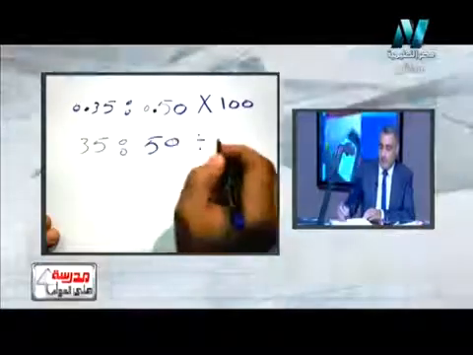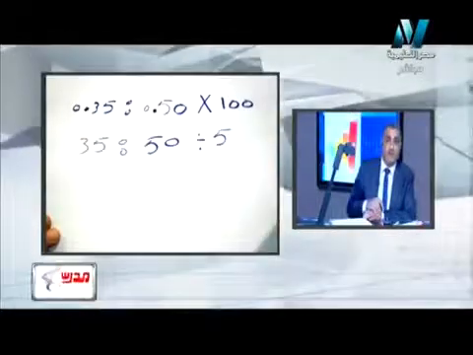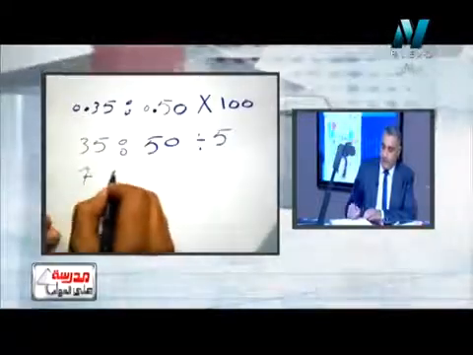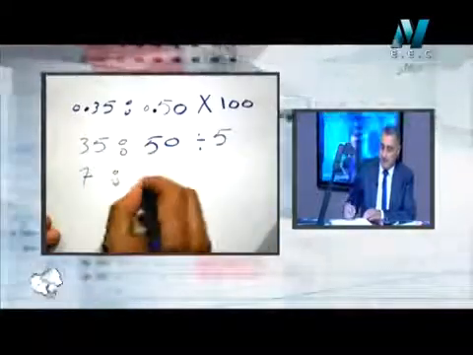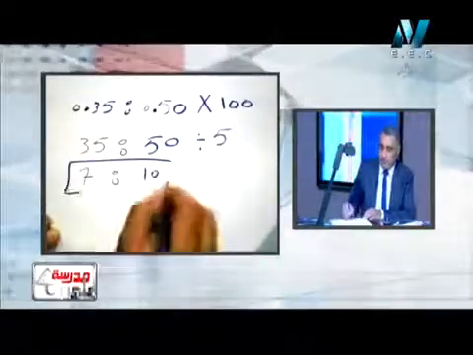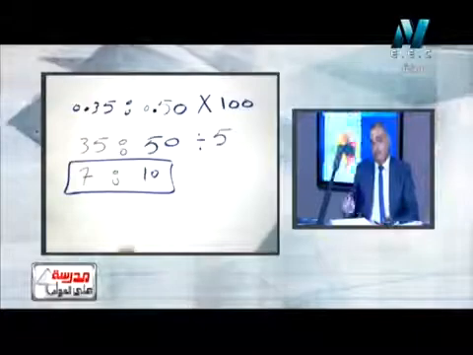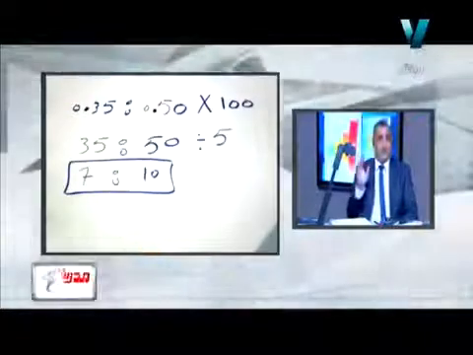But the same way, we can divide them by what? By 5. 35 divided by 5 equals 7, and 50 divided by 5 equals 10. There is no common factor between them, so we get the simplest form. It's a very important point. If we have a decimal point, we have to cancel the decimal point and complete our example or our problem in the normal way.